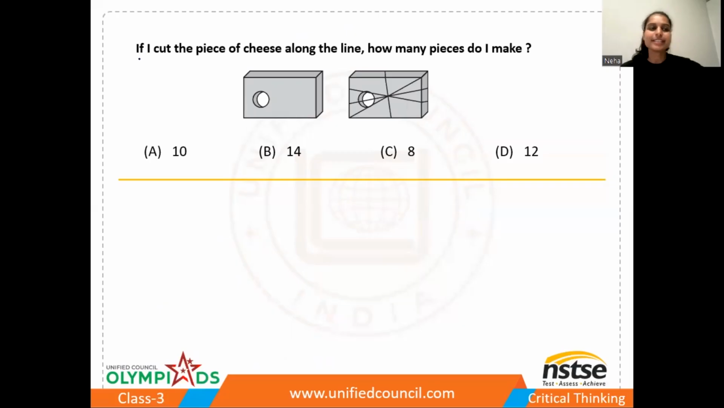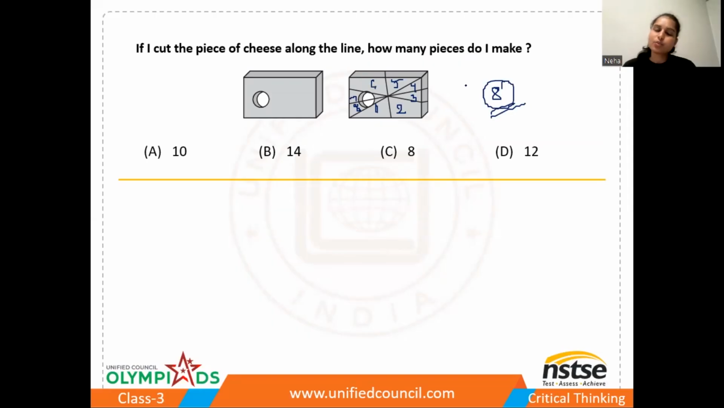The next question says that if I cut the piece of cheese along the line, then how many pieces do I make? Okay, so some lines are given. So what I have to do is cut the cheese along these lines. How many pieces am I going to make? Just count the pieces with me. All right, so this is 1, 2, 3, 4, 5, 6, 7, 8. Okay, and these are your 8 pieces.